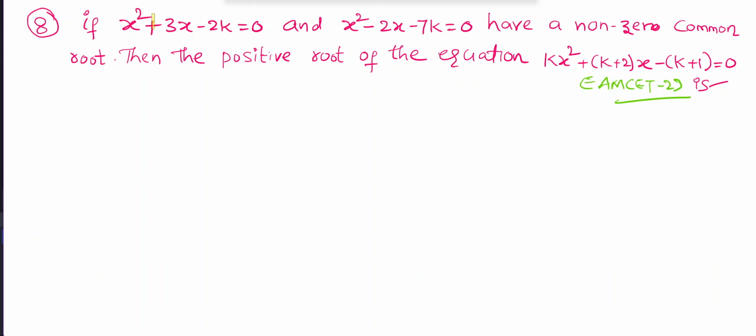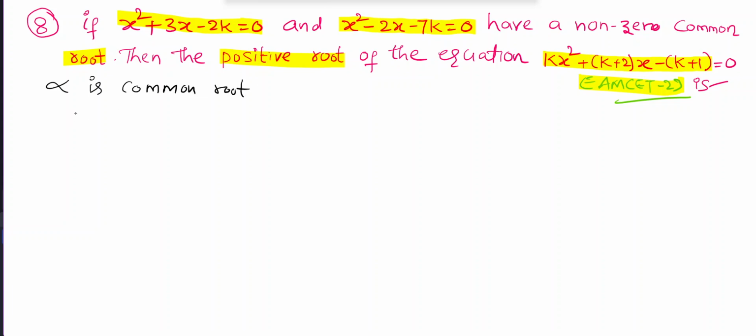This is 8th question from quadratic equations. Here is given, if x square plus 3x minus 2k is equal to 0 and x square minus 7x minus 7k is equal to 0 have a non-zero common root, then the positive root of the equation kx square plus k plus 2 into x minus of k plus 1 is equal to 0. This is Eapcet 23 question. Here these two equations have a common root. Take alpha is the common root.